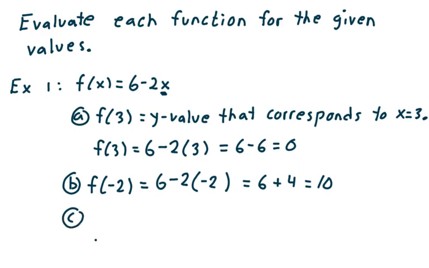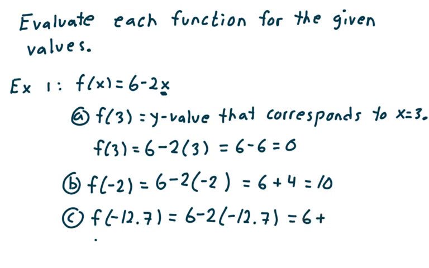On C. What if I had f of negative 12.7? Wherever I see an x, I'm going to plug in negative 12.7. But this is 6 plus, and I think about it this way: 2 times 12 is 24. 2 times 0.7 is 1.4. So I'm going to get 2 times 12.7 as 25.4. And when I add those, I get 31.4.